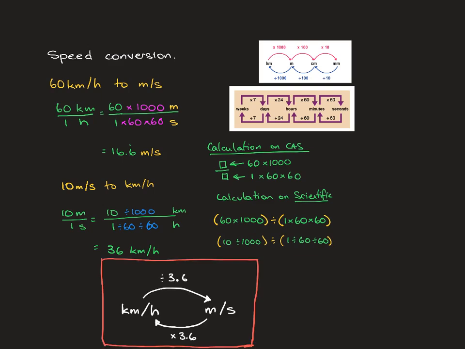So if you'd like to remember that, here it is here. To go from kilometres per hour to metres per second, you divide by 3.6. To go from metres per second to kilometres per hour, you multiply by 3.6. And you can try it on these numbers here, backwards and forwards.